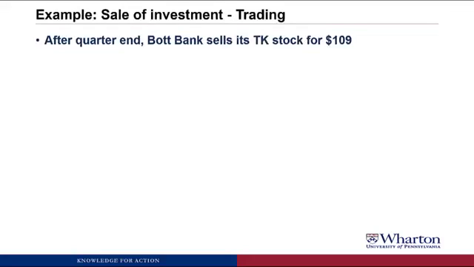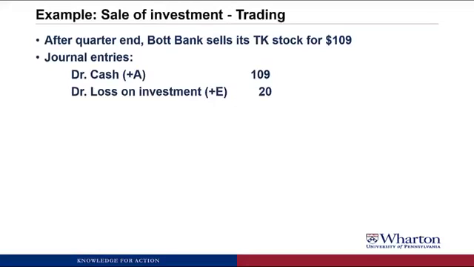Now Bot is going to sell its TK stock. The stock price has gone down a little bit, and so they can only sell it for $109. So the journal entry is Bot gets $109 of cash, so they debit cash 109. They get a loss on investment of 20 because the marketable securities were carried at 129 on the balance sheet at the most recent quarter end.